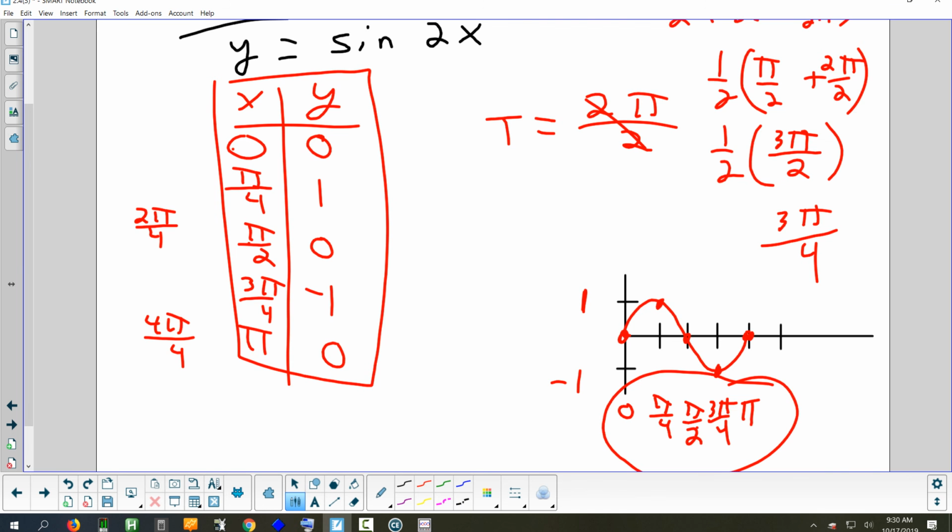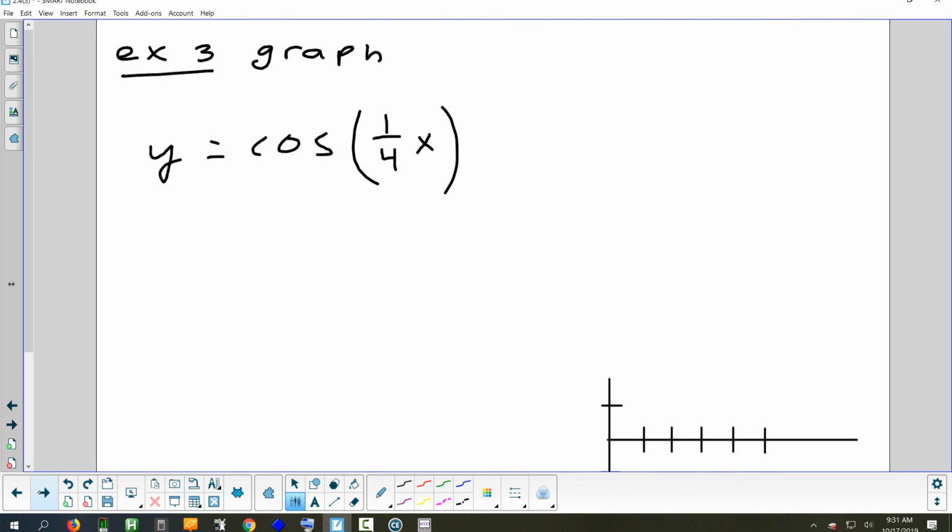All right, let's try this one. So cosine 1/4 x. Now, I don't specifically ask you on the test, like, what kind of transformation is this? Sometimes as people take the test, they write it down, like, oh, period change or vertical shift or whatever it is. So if it helps you, you can write it down. But all I'm really looking for is the table and the sketch.